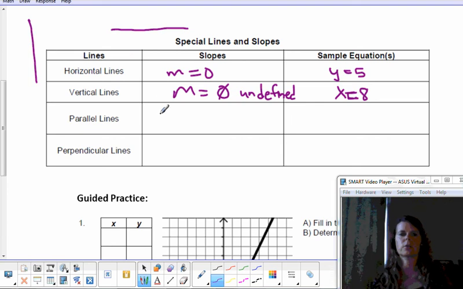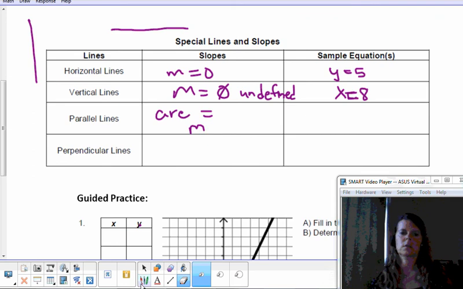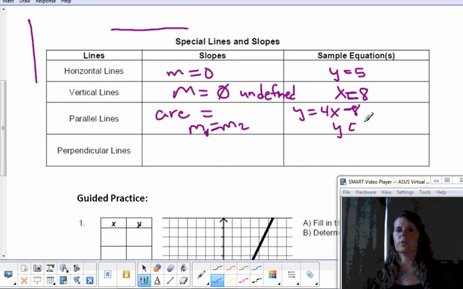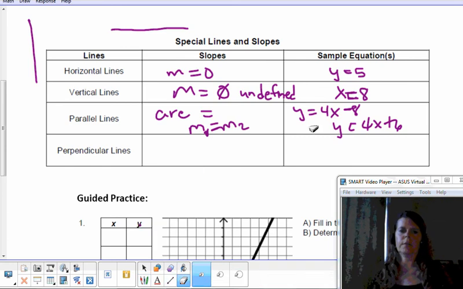Okay, parallel lines, your slopes are equal to each other. So we might say the slope of one line is equal to the slope of a second line. So M1 equals M2. And then examples would be like y equals 4x minus 8, and then y equals 4x plus 6. I have a little bit of trouble making my equal signs. Don't seem to be able to get that right.